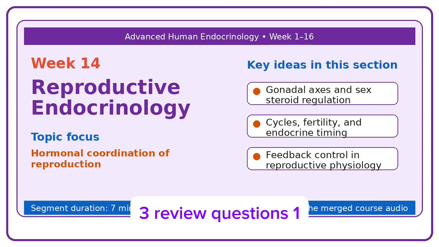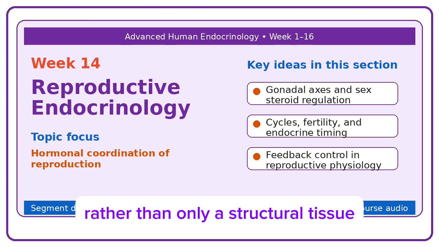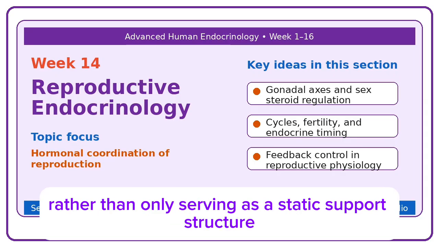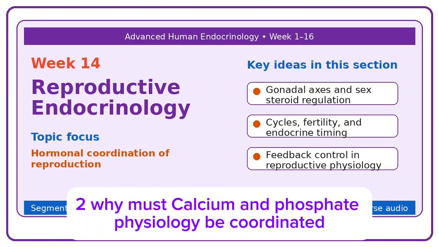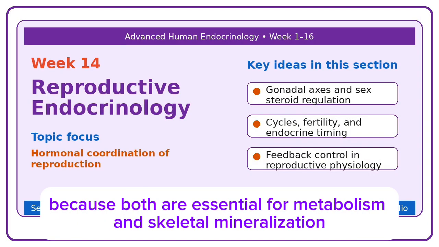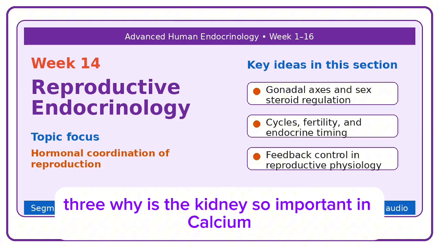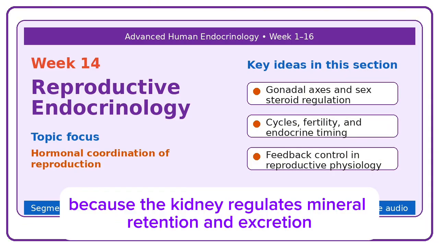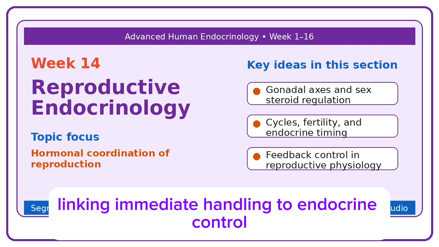3 review questions. 1. Why is bone considered a dynamic endocrine target rather than only a structural tissue? Because bone is continuously remodeled and participates in mineral homeostasis rather than only serving as a static support structure. 2. Why must calcium and phosphate physiology be coordinated? Because both are essential for metabolism and skeletal mineralization, and regulation of one affects the physiological meaning of the other. 3. Why is the kidney so important in calcium phosphate endocrinology? Because the kidney regulates mineral retention and excretion and also activates vitamin D, linking immediate handling to endocrine control.